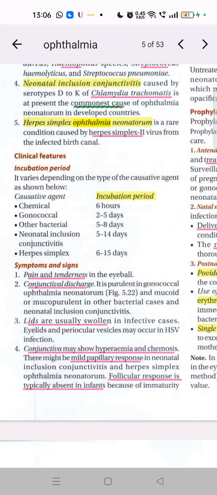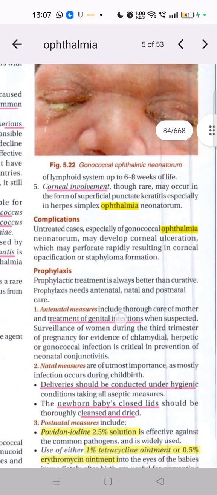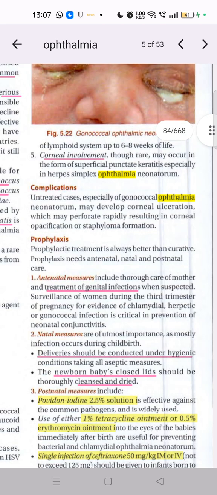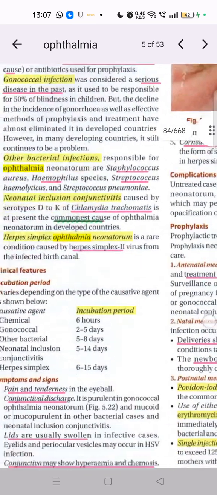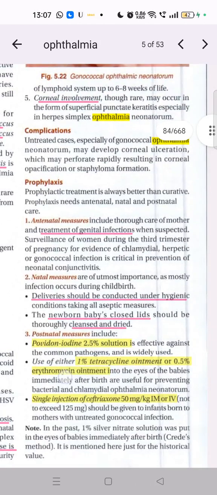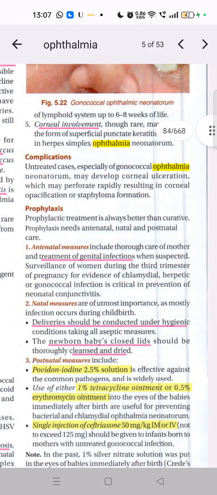So what have we covered so far? Pain and tenderness, discharge, swollen lids, hyperemia and chemosis of conjunctiva, mild papillary response, and the last is corneal involvement, which is rare, but it can occur in the form of superficial punctate keratitis. So we need to remember 5 causative agents, then 5 symptoms and signs. Complication: it may develop corneal ulceration, which can perforate, resulting in corneal opacification or staphyloma.